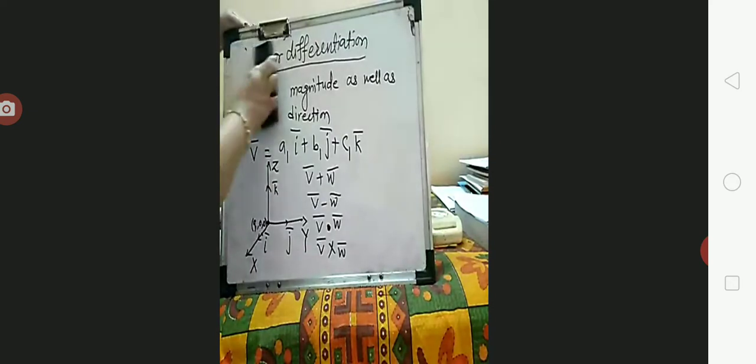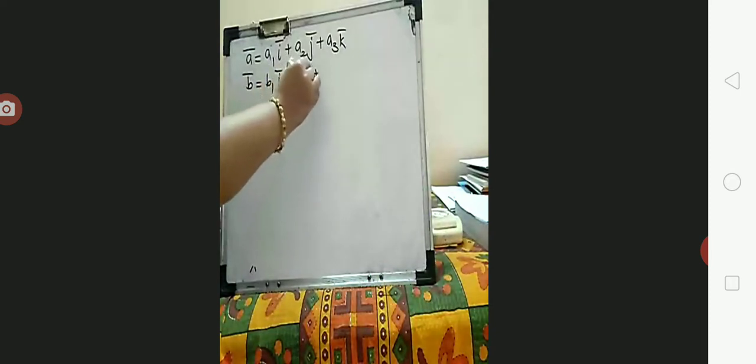So we just start with the basic concepts and then we'll go ahead. Suppose I consider a vector a bar, which is a1 i bar plus a2 j bar plus a3 k bar. This is my three-dimensional vector. And b bar is b1 i bar plus b2 j bar plus b3 k bar. Correct? These are the two sets of vectors.